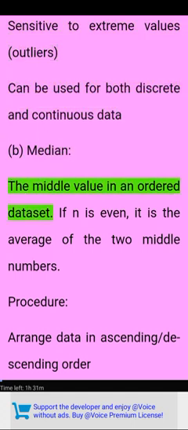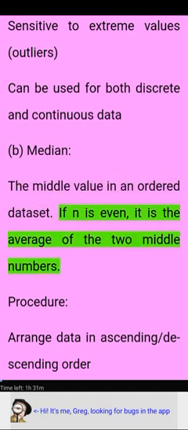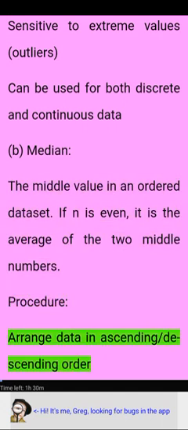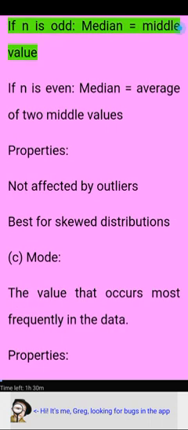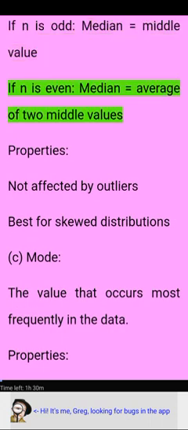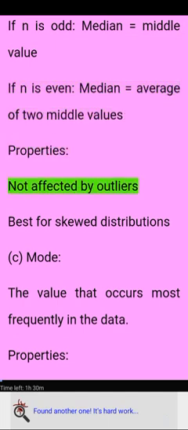B. Median. The middle value in an ordered dataset. If n is even, it is the average of the two middle numbers. Procedure: Arrange data in ascending or descending order. If n is odd, median equals the middle value. If n is even, median equals the average of the two middle values. Properties: Not affected by outliers. Best for skewed distributions.